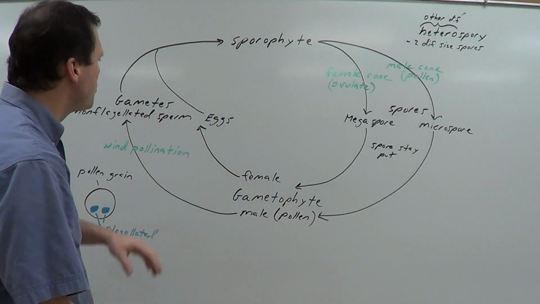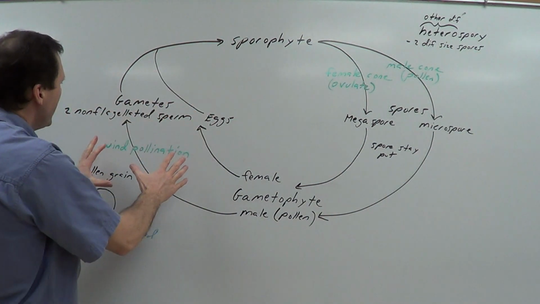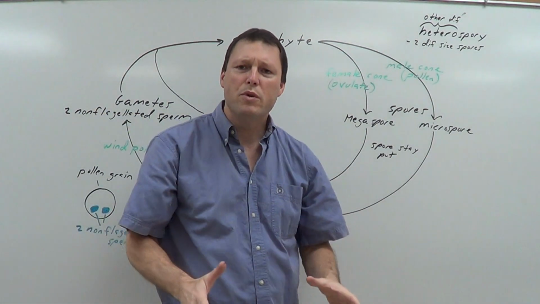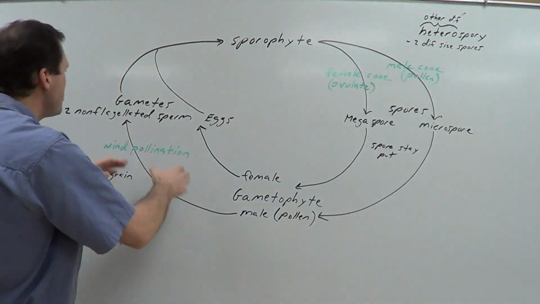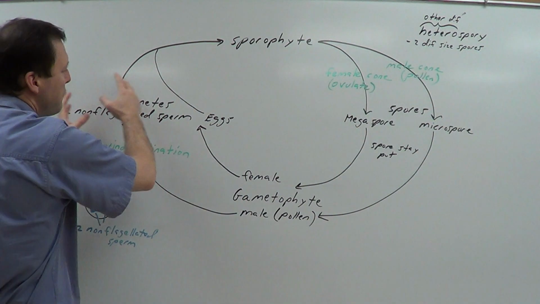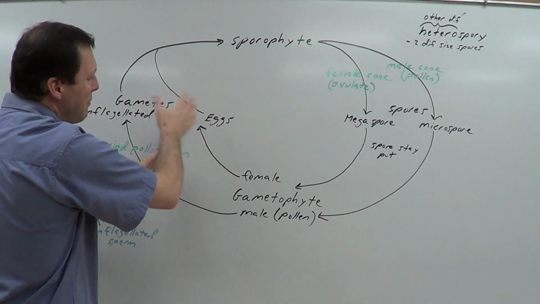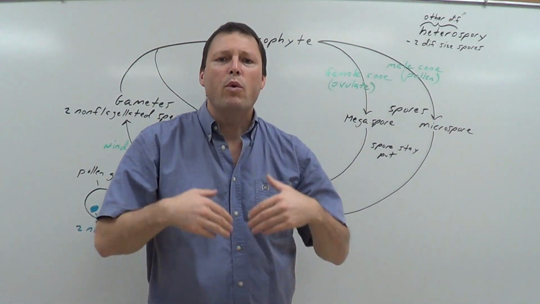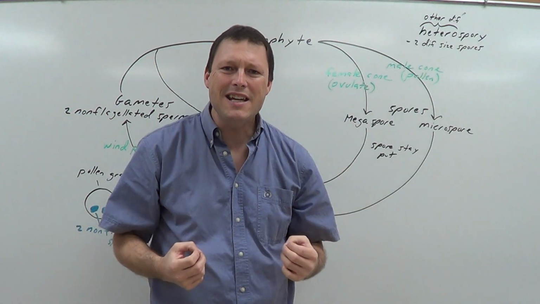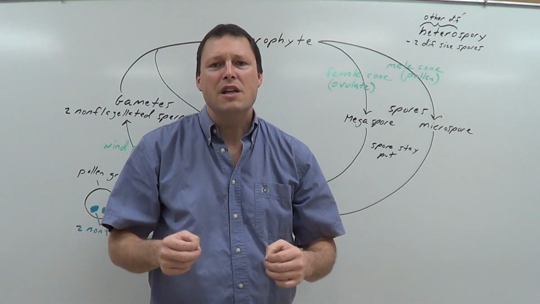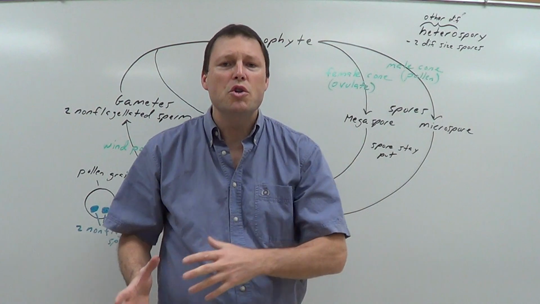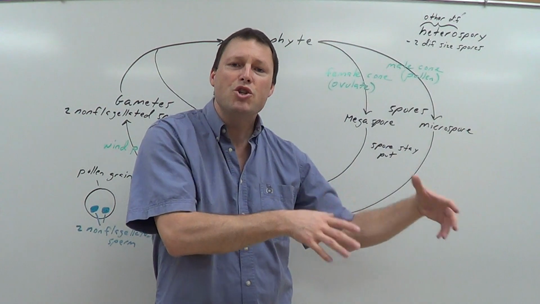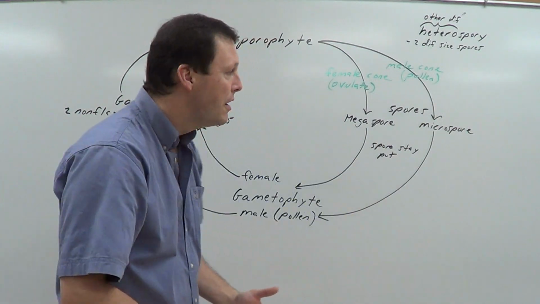But let me clarify this right here, because the way I drew this, it looks like these sperm are going to fertilize these eggs, and that's not the case because that would reduce genetic diversity. We want the sperm of another plant to fertilize the eggs of this plant, and vice versa. That way we maximize genetic diversity. And we want genetic diversity. That's going to be key because genetic diversity is going to allow this species to evolve. And the better it can evolve, the better it can keep up with a changing environment. And that's the goal here.